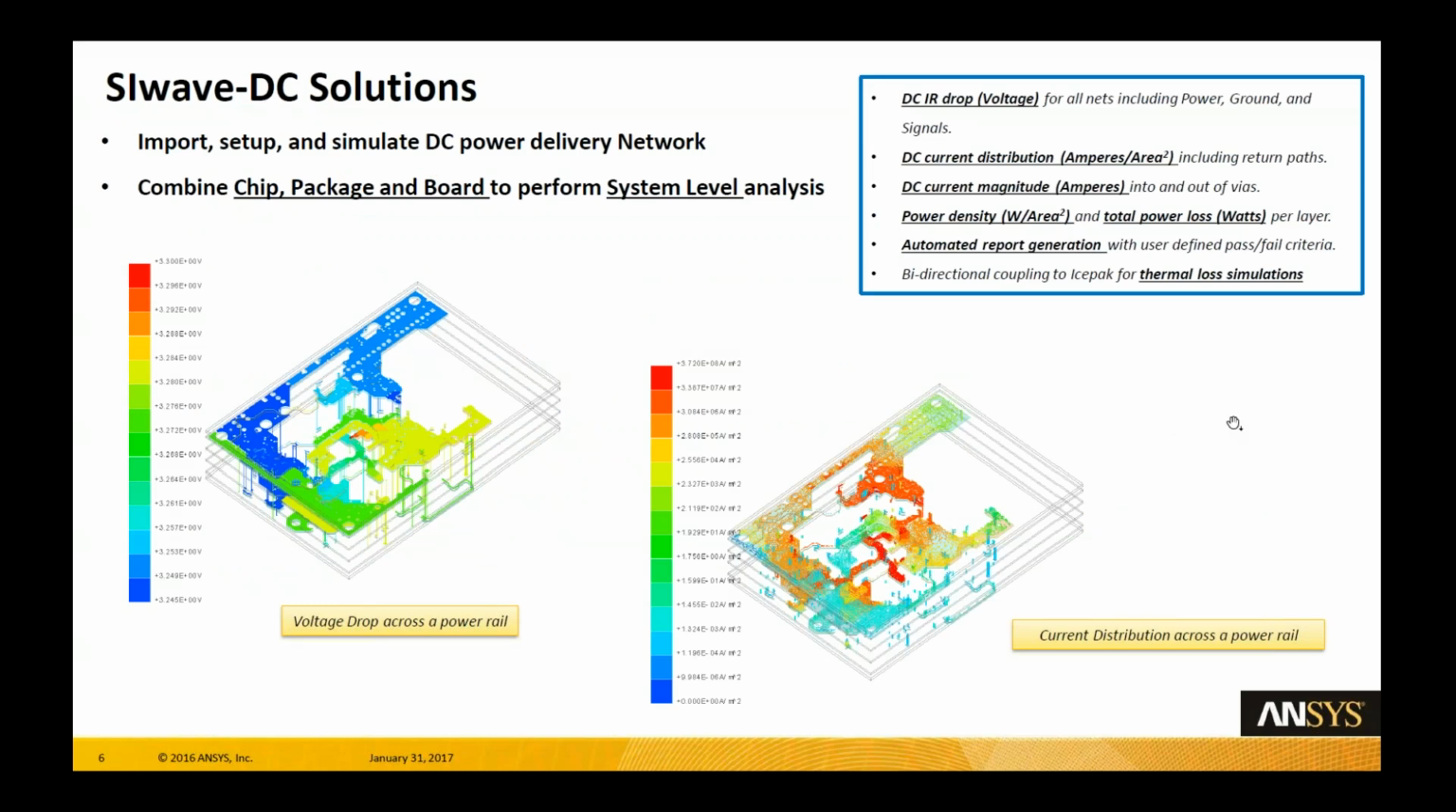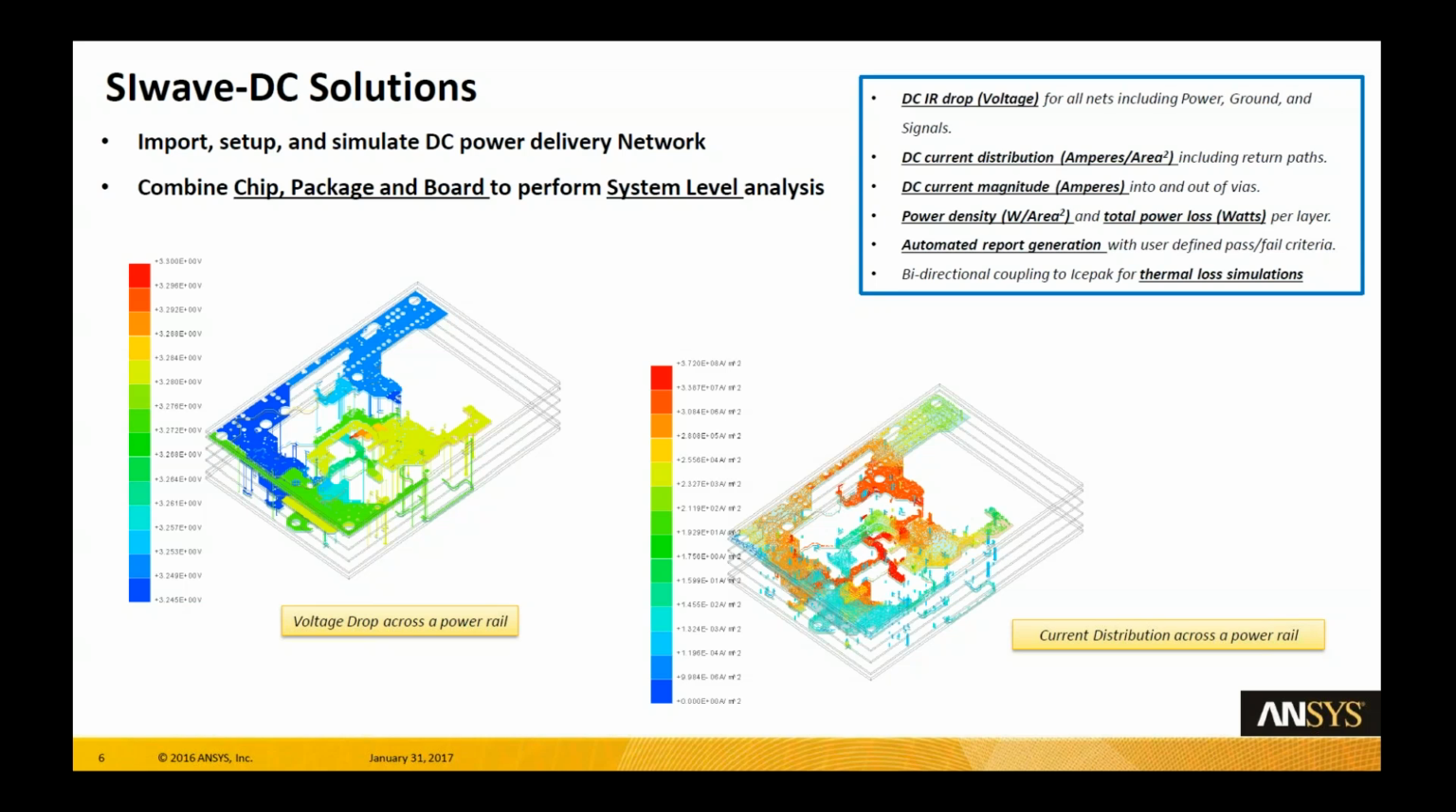In order to do a DCIR simulation, we use the SIwave-DC Solutions. A simple workflow would be: import, setup, and simulate the DC power delivery network. And after you've done so, you can also combine the chip, package, and board to perform a system level analysis.